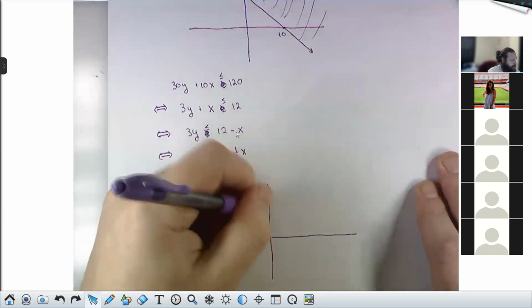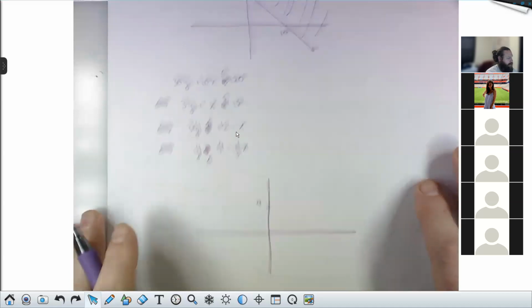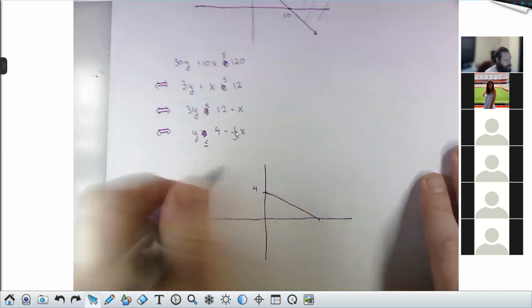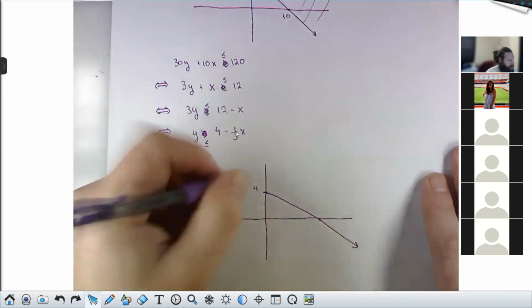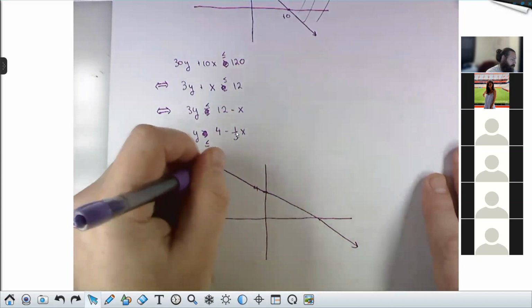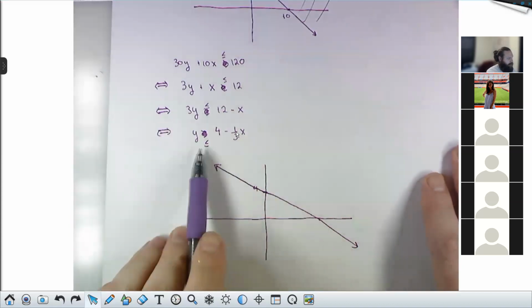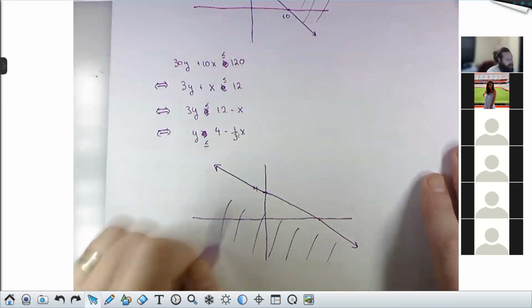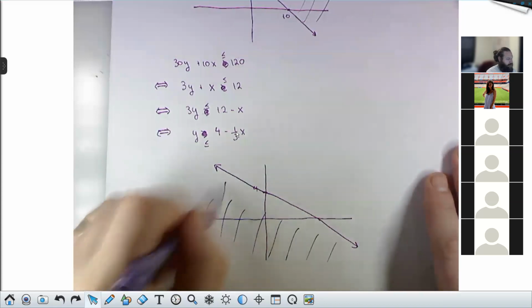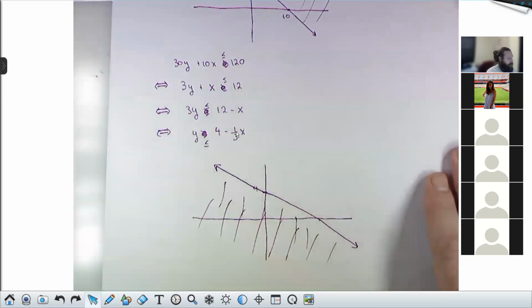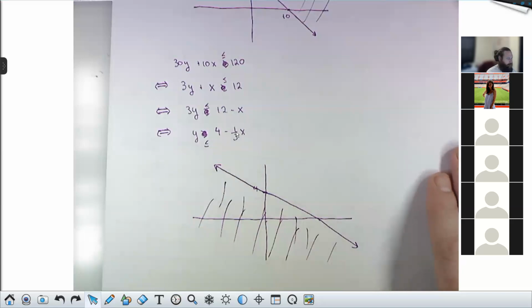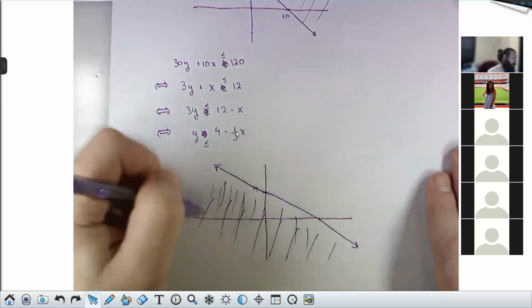So y-intercept 4, slope -1/3. So it's going to be a shallow but negative slope. Something like that. And I want all the y values that are smaller than the y values on this line. So I'll shade everything underneath. Or again, you can test points. If I plug in the origin 0, 0, then I get 0 is less than or equal to 4, which is a true statement. So this would be my solution region.